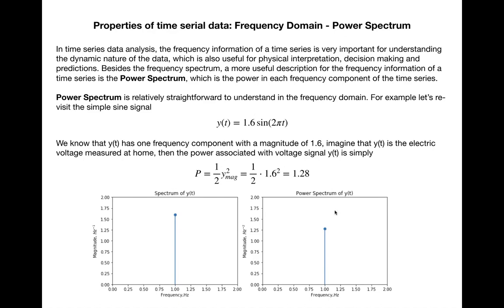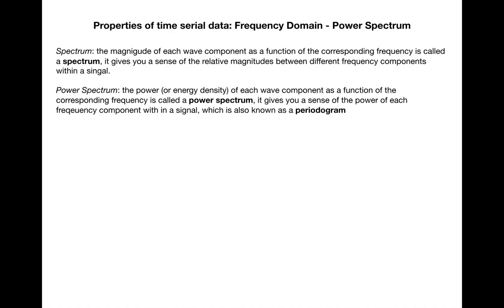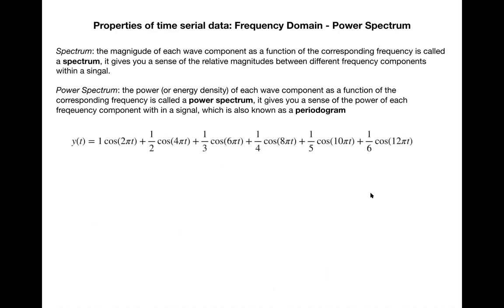If we plot this power as a function of frequency, that's called a power spectrum. So a spectrum gives you the magnitude of each wave component as a function of the corresponding frequency, and the power spectrum gives you the wave power of each frequency. A power spectrum in this way is also known as a periodogram.